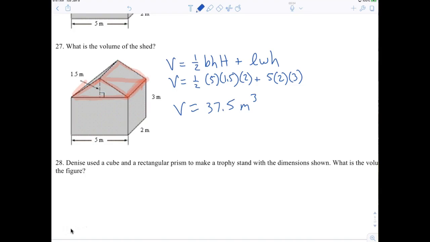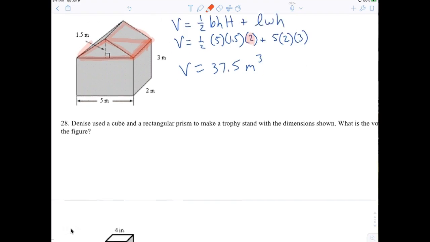I did it 4 times and I got 33.7. So let's see: 1/2 times 5 times 1.5 times 2, times 2 plus 5 times 2 times 3. Now, the reason why it's different is because I added the 2 in. That was my fault. I have that. Okay. Thomas, you still getting this back there?